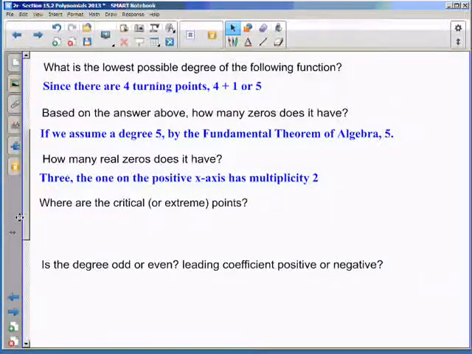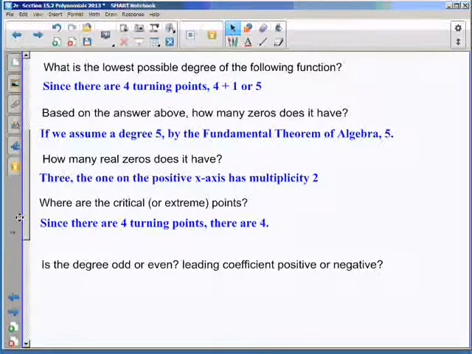Where are the critical zeros or extreme points? Since there are 4 turning points, there are 4.